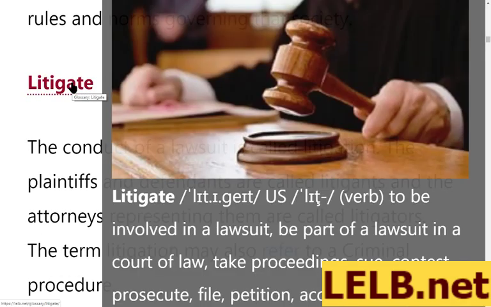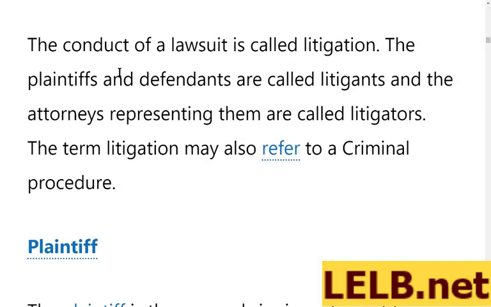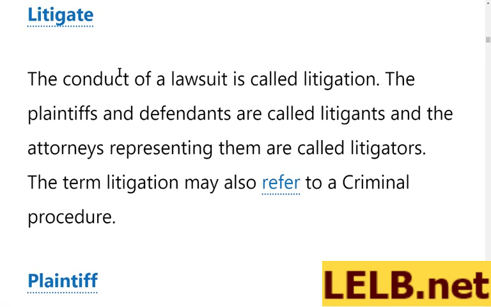Litigate. It means to be involved in a lawsuit, be part of a lawsuit in a court of law, take proceedings, sue, contest. The conduct of a lawsuit is called litigation. The plaintiffs and defendants are called litigants, and the attorneys representing them are called litigators. The term litigation may also refer to a criminal procedure.